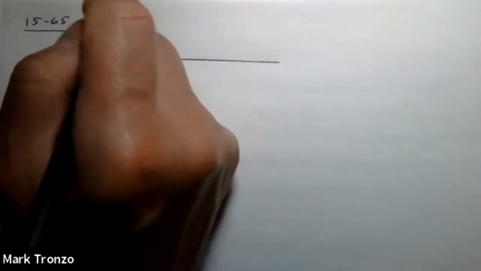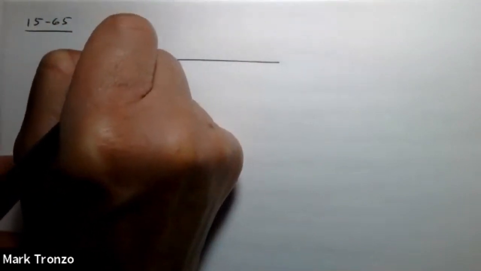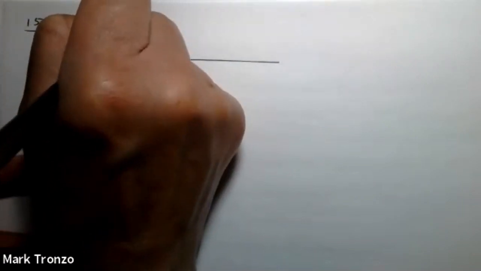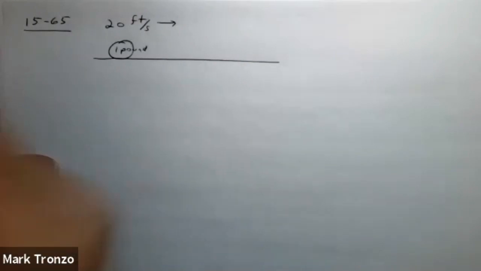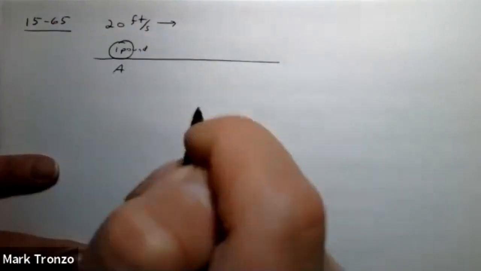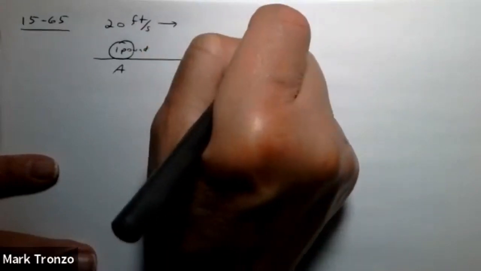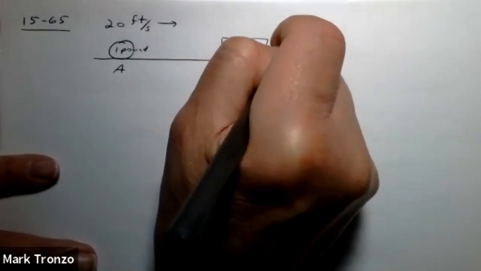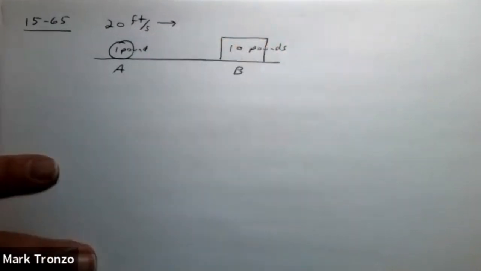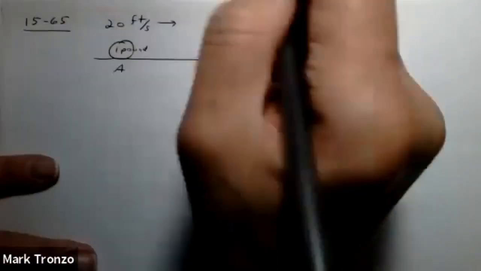Object, I'm not sure what the shape is. I'll just make it like this. So again, it's 1 pound, and it's moving to the right at 20 feet per second. Again, I'll call this object A. And then there's going to be a block over here that weighs 10 pounds, block B, and it's at rest.